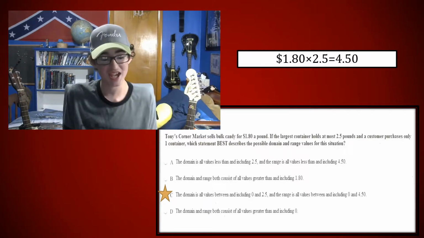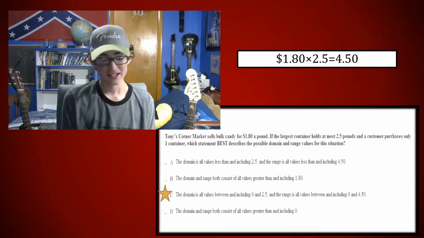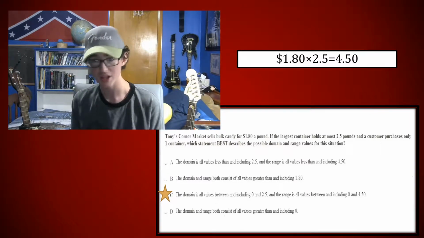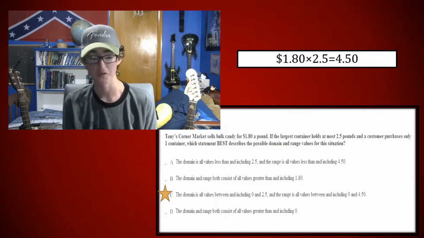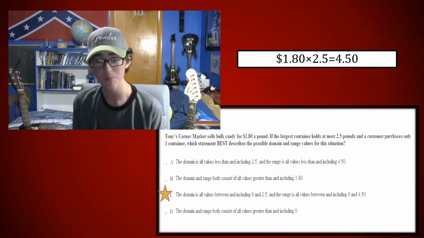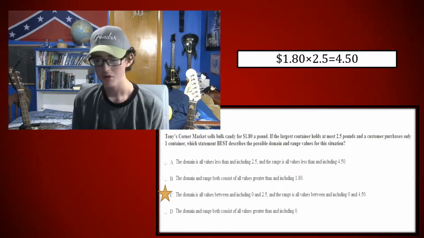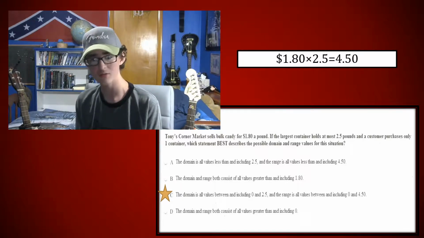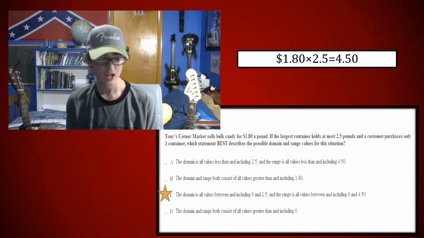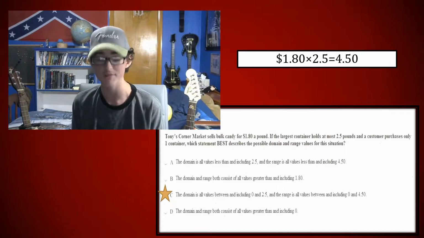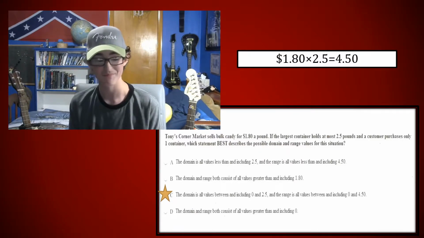The question states, Tony's Corner Market sells bulk candy for $1.80 a pound. That's pretty good price for some candy. I could go for some right now. If the largest container holds at most 2.5 pounds and a customer purchases only 1 container, why would you purchase only 1 container? Like, for a price that good on candy, you'd buy like 10 of those. Anyways, which statement would best describe the possible domain and range values for this situation?